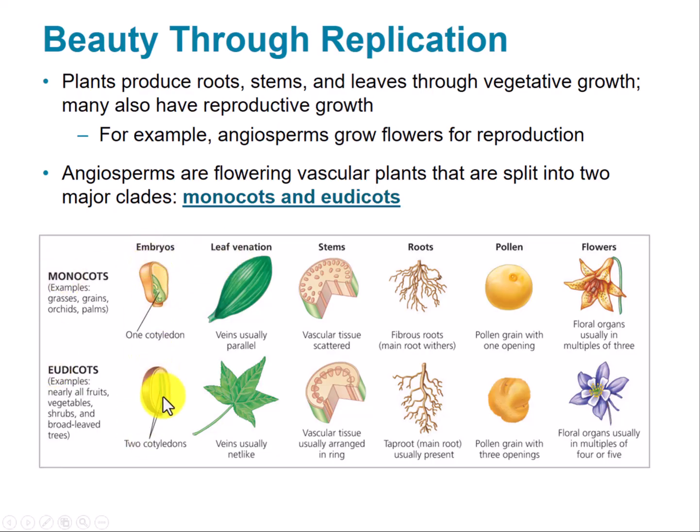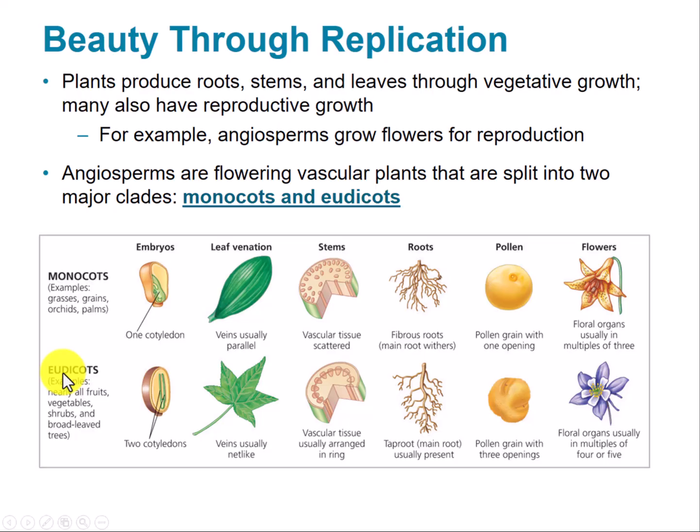There are other differences between our monocots and our eudicots. With our monocots, the leaf veins run parallel, vascular tissue is scattered, the roots are fibrous, there is one opening for pollen, and the flowers have multiples of 3. So the petals are in multiples of 3: 3, 6, 9, 12. Examples of our monocots are our grasses, grains, orchids, and palms.